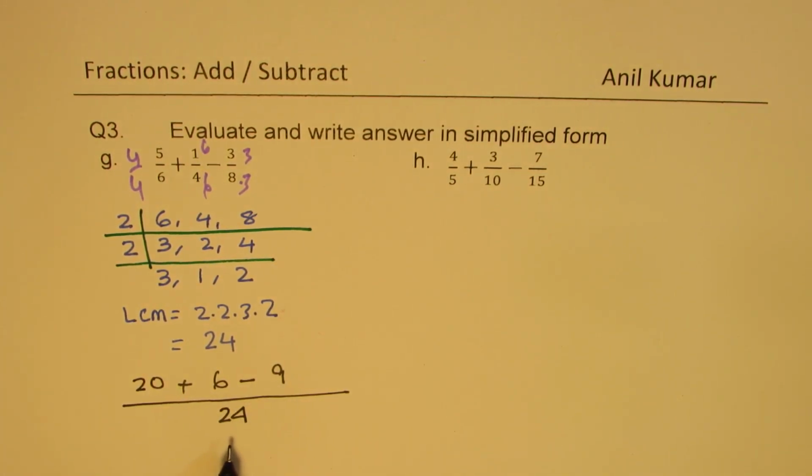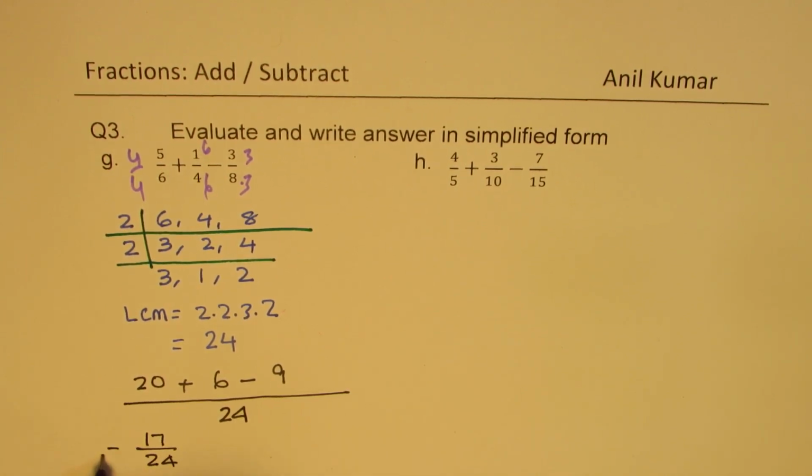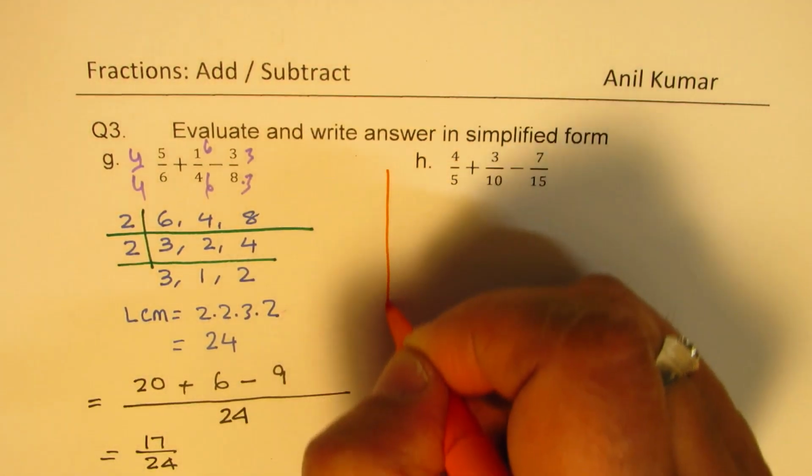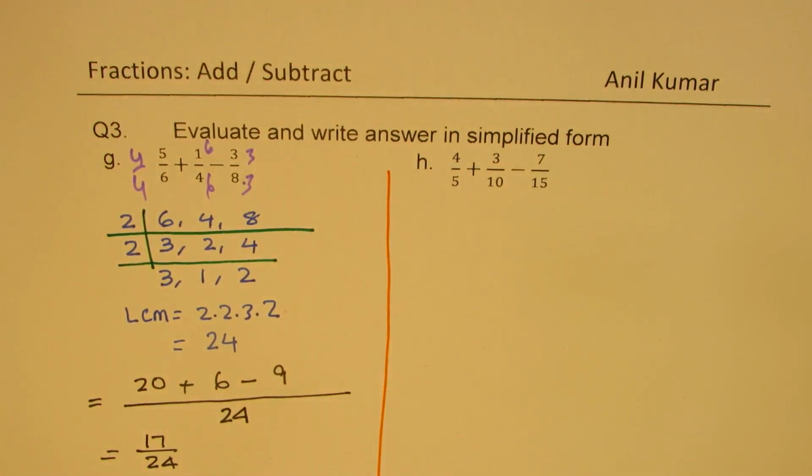Now this is an alternate way, right? Common denominator 24. Now you can do 26 minus 9, or you could take this away and then 3. Anyway, you get 17 over 24 as your answer. Is that clear to you? That is how we are going to do it. Okay. Let's do this example.